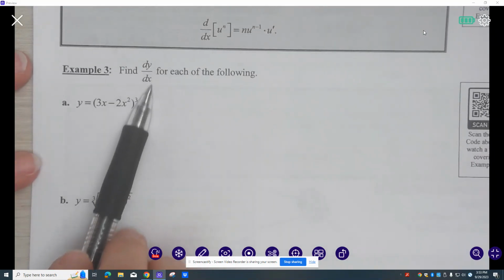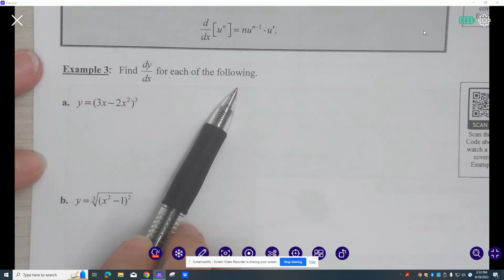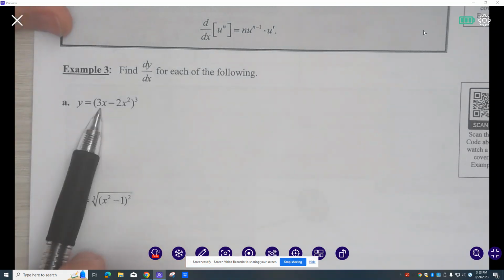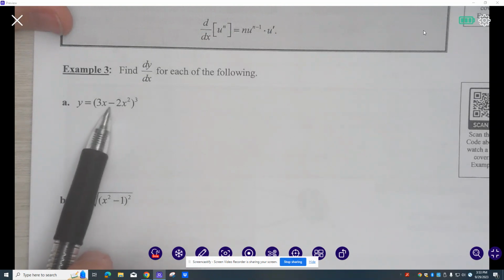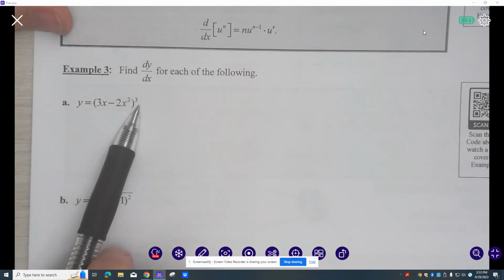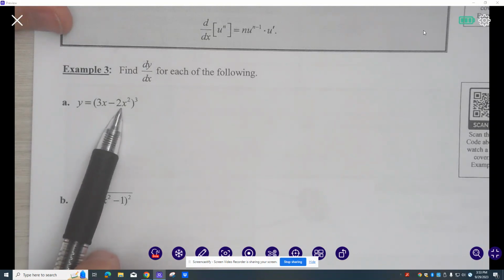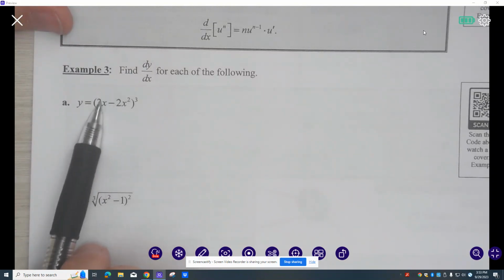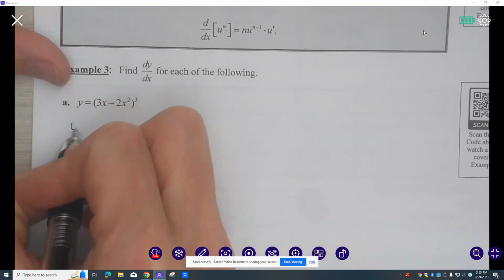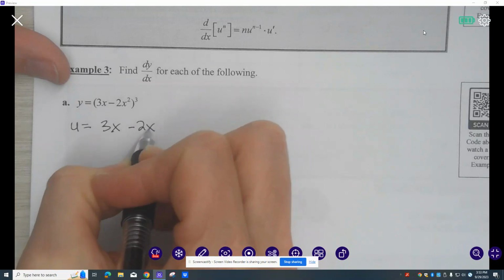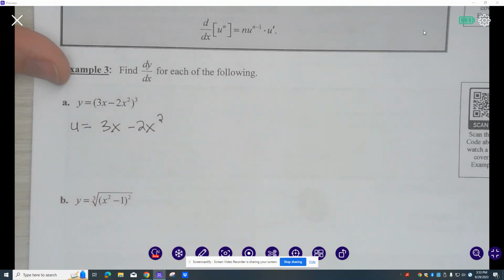So again, I'm finding dy/dx for each of the following. So you want to find the inside first. So here's what you want to think. Derivative of the inside times derivative of the outside with the inside unchanged. You're always going to start by finding the inside first and call it u. So 3x minus 2x squared. So that is the inside.